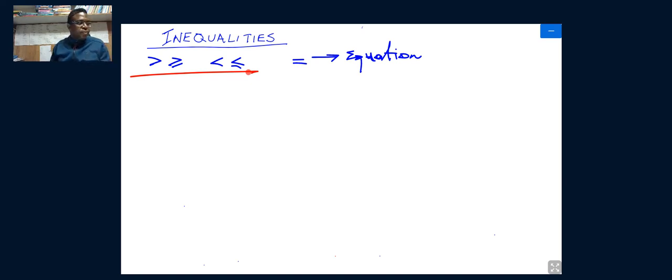Okay. So I want to show you how we work with these signs. First of all, we know that a greater than is denoted as the following. So when we talk about greater than, we talk about this sign.